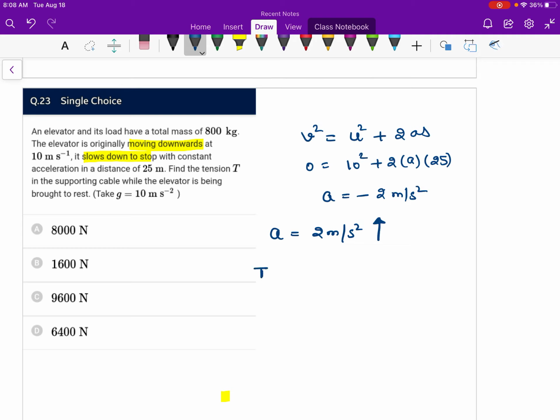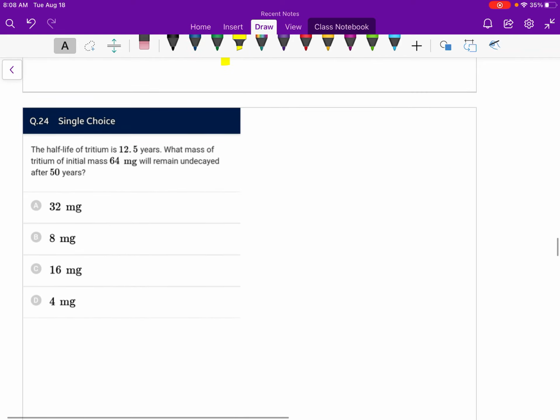So tension T is equal to m g effective, that is m times g plus a. So m, which is 800, times g plus a, which is 12, so 9600 Newton. So C is the correct option.